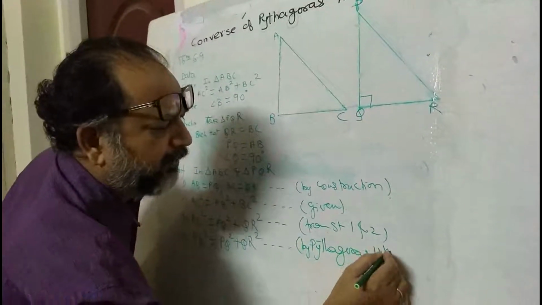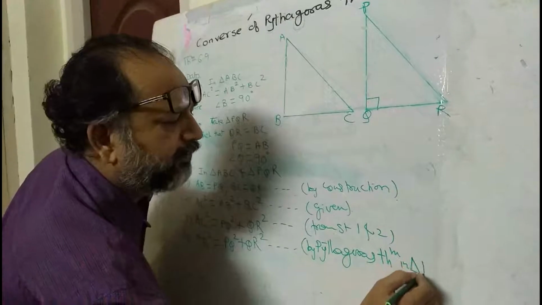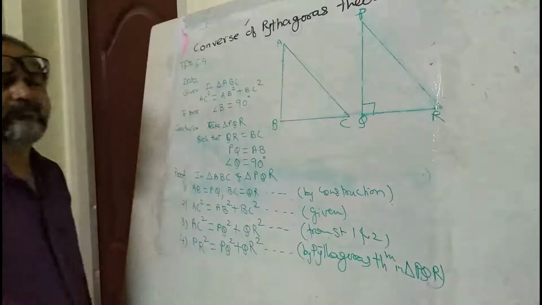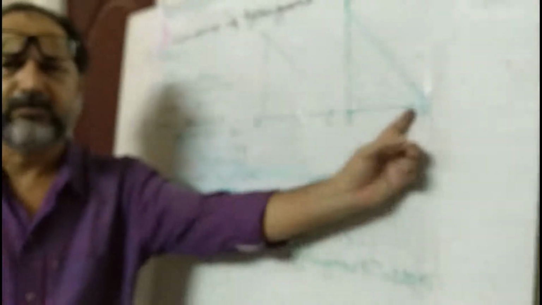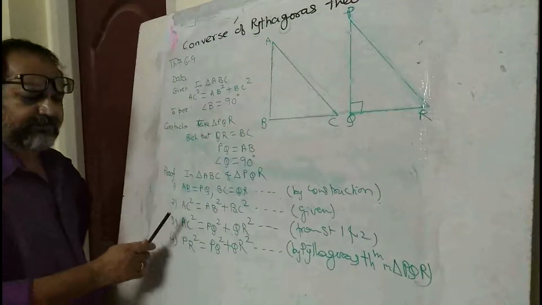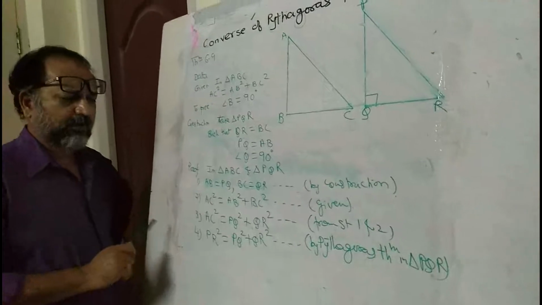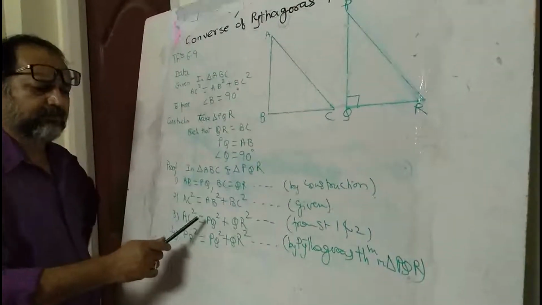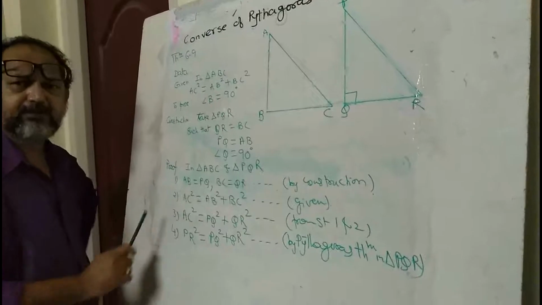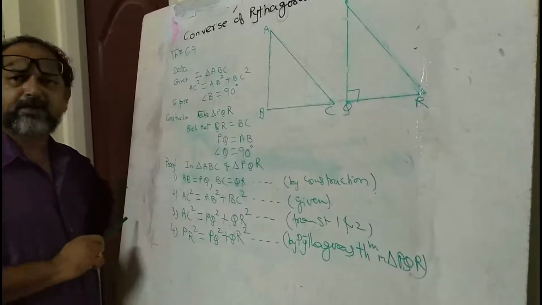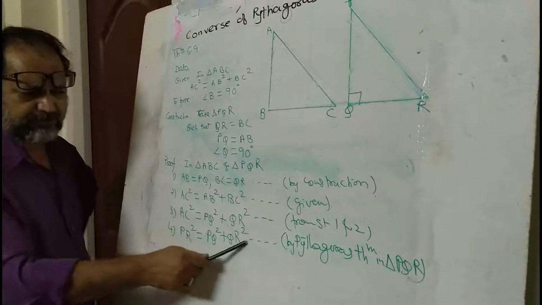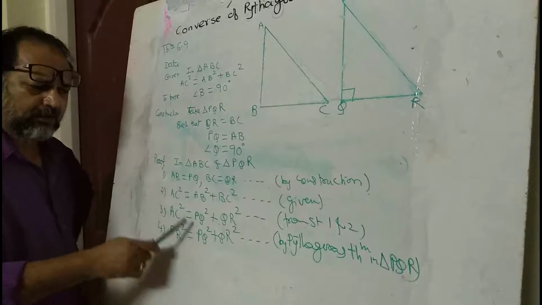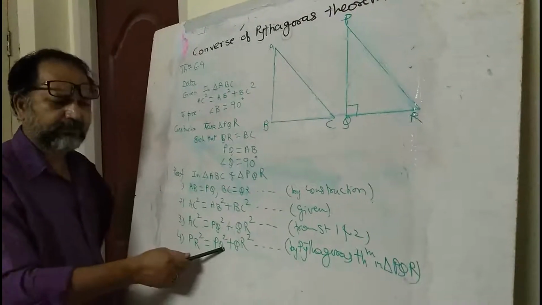Which triangle is it? We are applying Pythagoras theorem in triangle PQR. We get PR square equal to PQ square plus QR square. Now see these two statements. Here we have AC square is equal to PQ square plus QR square. Here we have PR square is equal to PQ square plus QR square. See, both are the same. AC square is equal to that, and PR square is equal to that same thing.